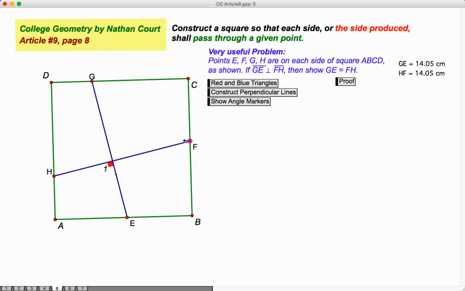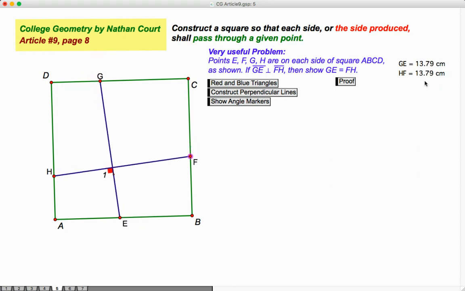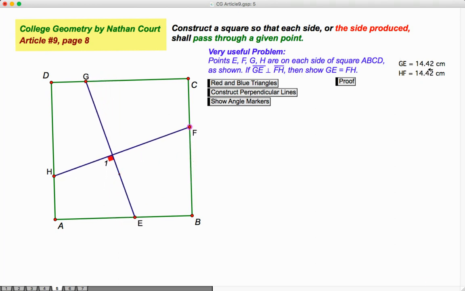If I drag point F, you notice that the values of GE and HF change, but their measurements are equal to each other. Therefore, they must be congruent to each other.